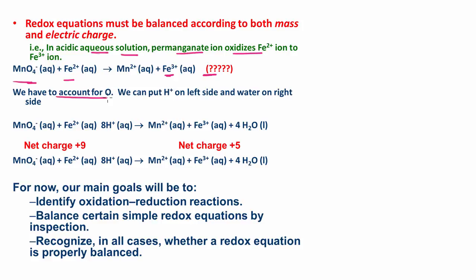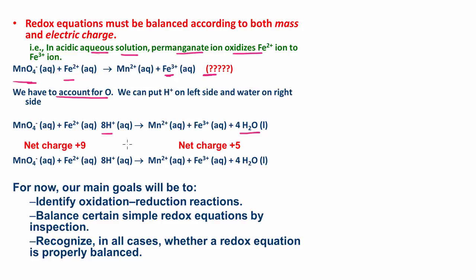What we have to do is account for oxygen. What we can do is we can put 4 waters on the right side, and then we can put 8 hydrogens to balance the hydrogens on this side. And that works very well.